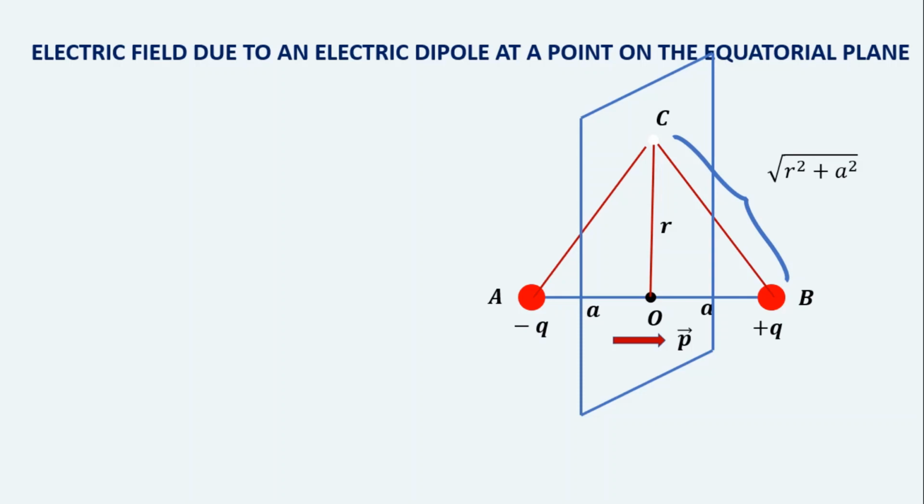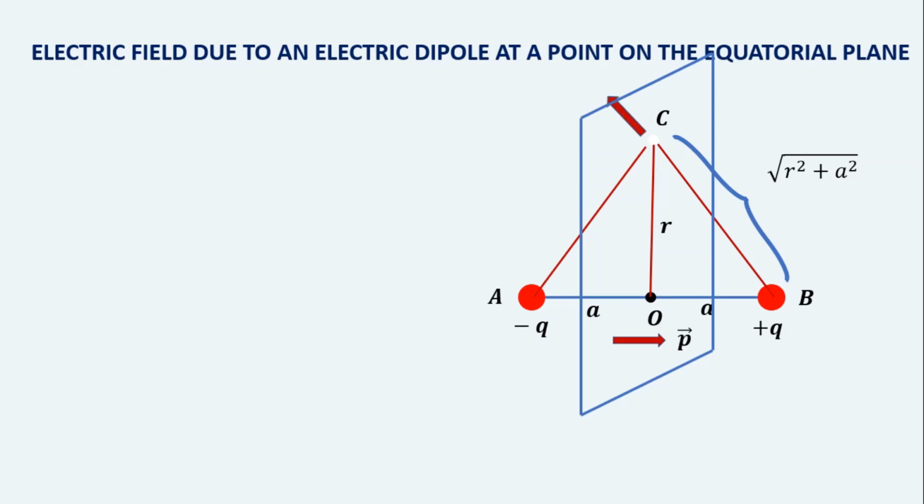In finding the electric field intensity at C, we need the square of the distance between the charges. So we have the square root of r square plus a square as the distance, and r square plus a square as the distance square.